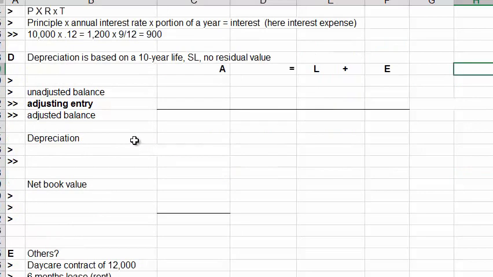Now let's move on to item D that says depreciation is based on a 10-year life. SL stands for straight line. That refers to our method of depreciation. And we have no residual value. Well, let's talk about what all of these terms mean.